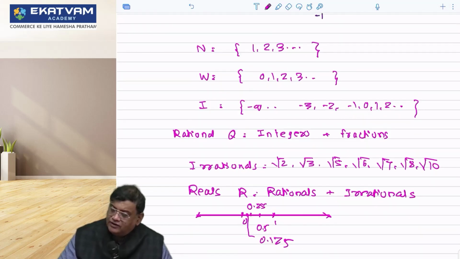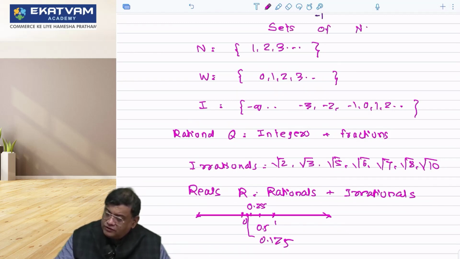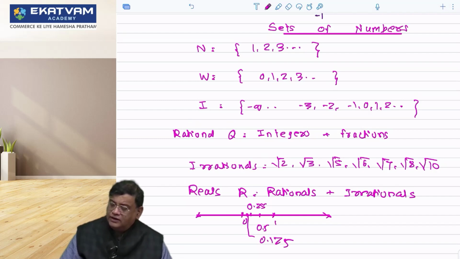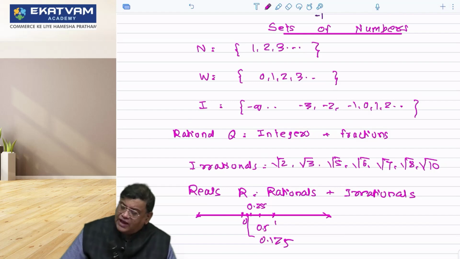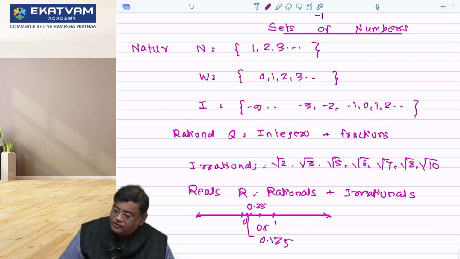Give the heading, complex numbers. And under that title, first of all, write down sets of numbers. Give the heading and write down sets of numbers. And then write down, these are the set of natural numbers. These are the set of naturals.